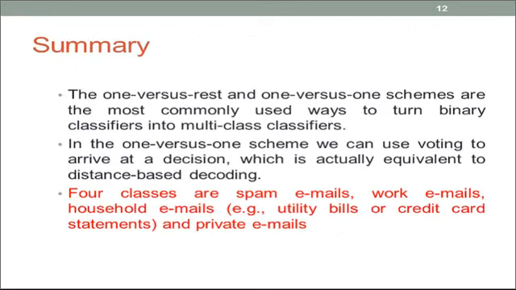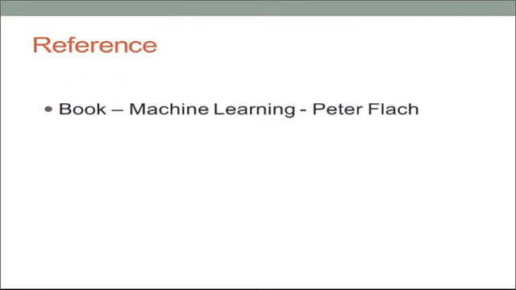To summarize, we have seen the two schemes, 1 versus rest and 1 versus 1, for using binary classifiers to implement multi-class classification. In the 1 versus 1 scheme, we can use voting to arrive at a decision, which is equivalent to the distance-based decoding that we have just implemented. As an example, consider 4-class classification: if I want to classify a particular email as spam, work email, household email or private email, we have 4 classes, but we can implement any of these binary classification schemes to perform this multi-class classification.